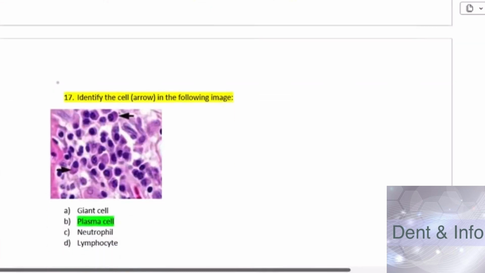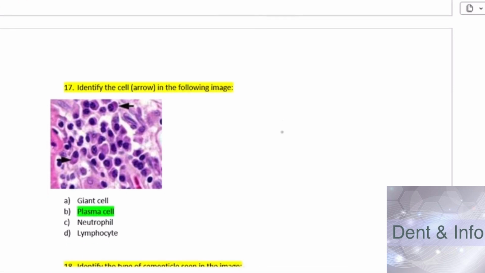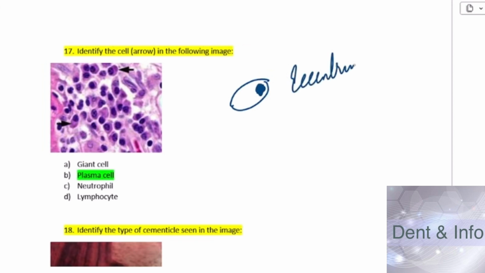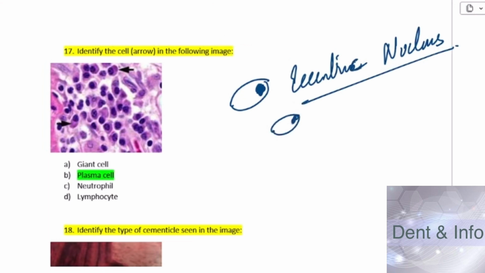Next question, identify the cell marked with arrows in the following image. So what are the arrows denoting? There is a cell that has a nucleus placed away from the center, an eccentric nucleus. Darkly stained cytoplasm, darkly stained nucleus, which is eccentrically placed. So it's looking like a flame shaped cell. So these are plasma cells, inflammatory cells.